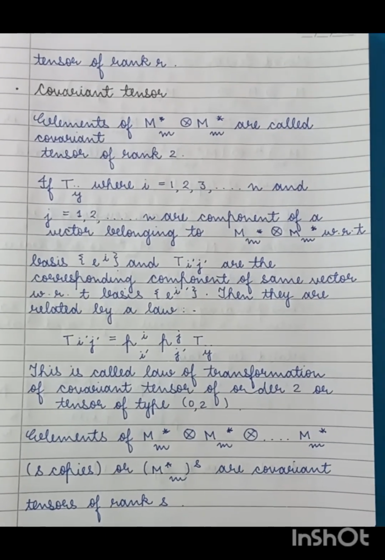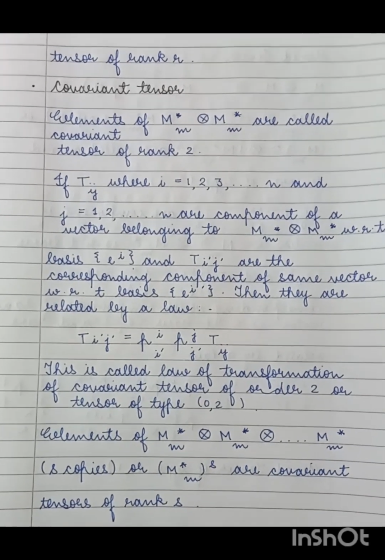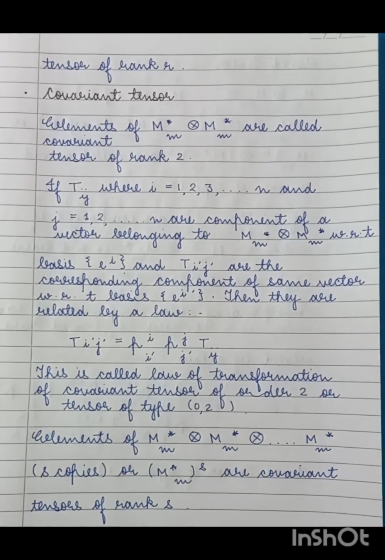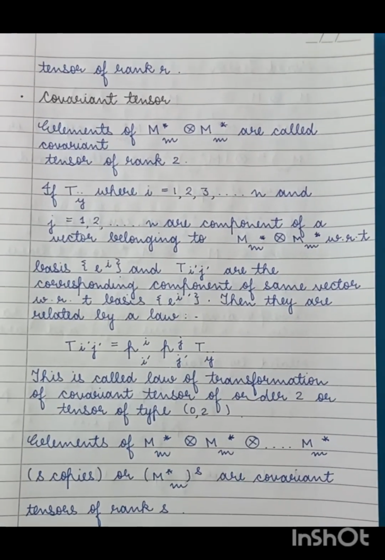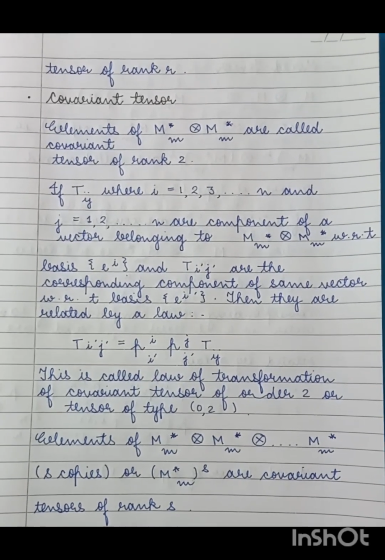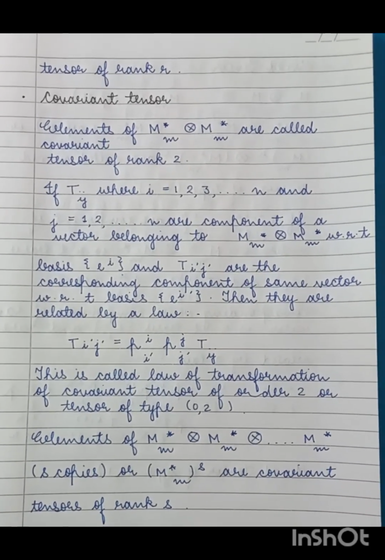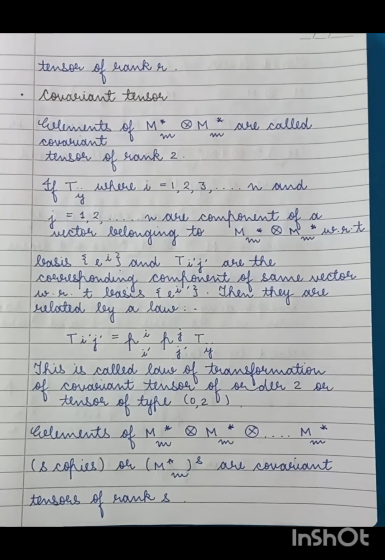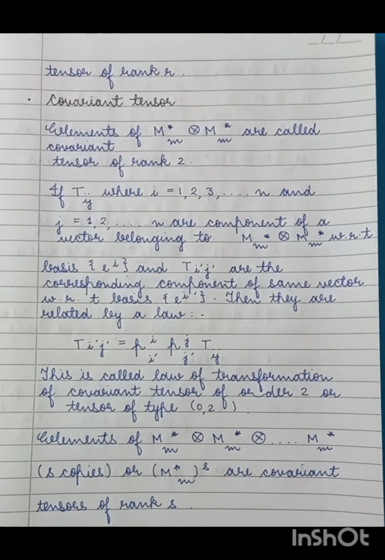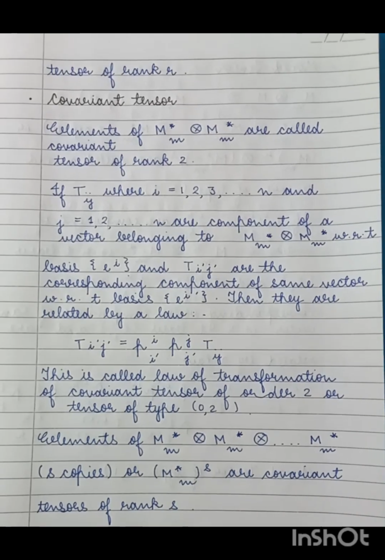If T_ij, where i = 1, 2, 3 to n and j = 1, 2, 3 to n, are components of a vector belonging to M*⊗M* with respect to basis e_i, and T_i'j' are the corresponding components of the same vector with respect to basis e_i', then they are related by the law T_i'j' = P_i'^i P_j'^j T_ij. This is called the law of transformation of a covariant tensor of order 2, or tensor of type (0,2).